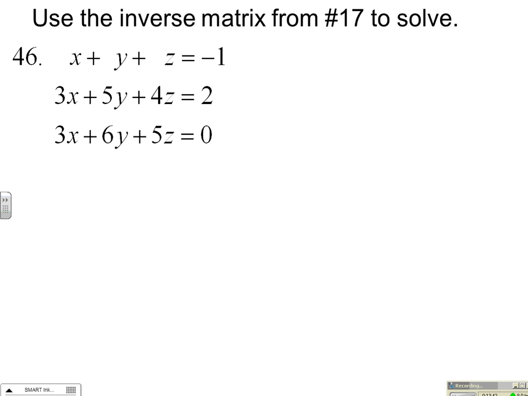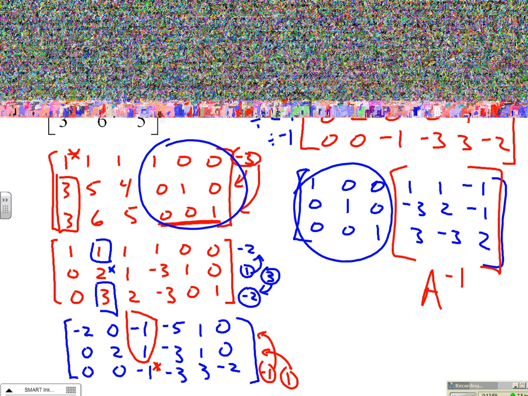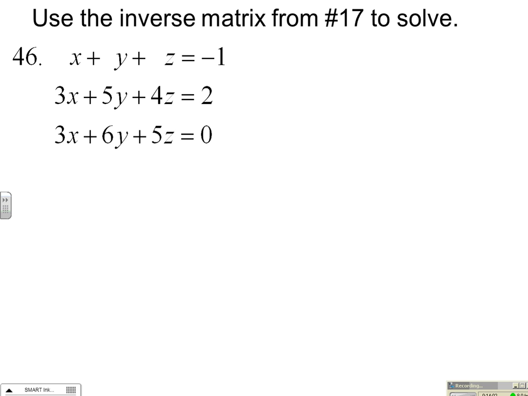Okay, use the inverse matrix from number 17. So I need that inverse matrix from 17. You can go back a slide if you want to see where this came from. We can back up and take a look at this guy. I'm just going to copy that down up here. So the values from that are 1, 1, -1, -3, 2, -1, and 3, -3, 2. That is our inverse coefficient matrix.